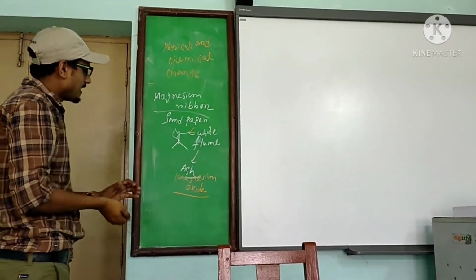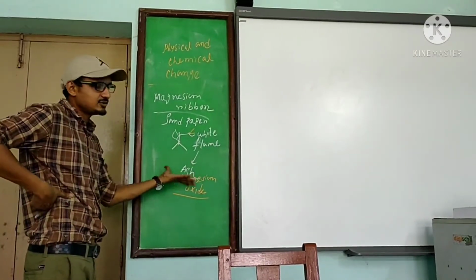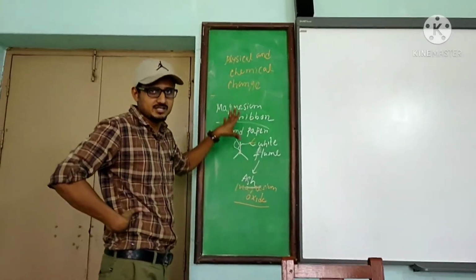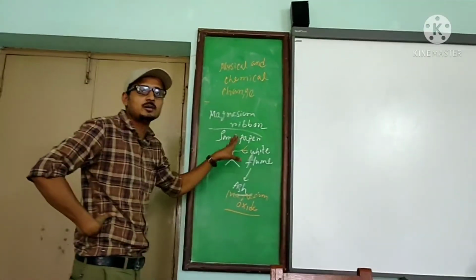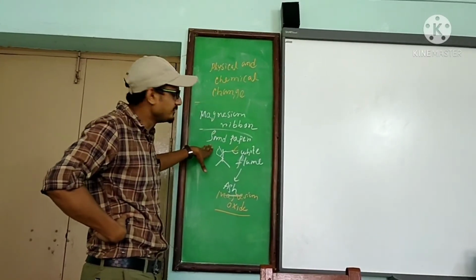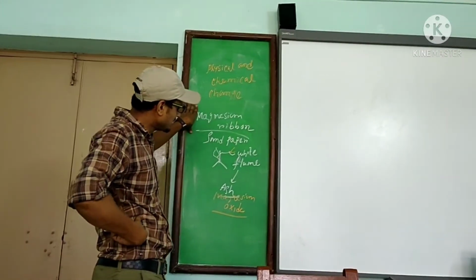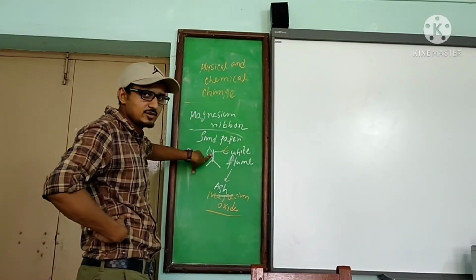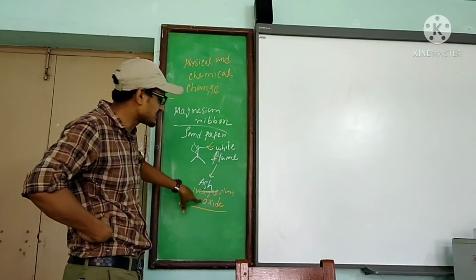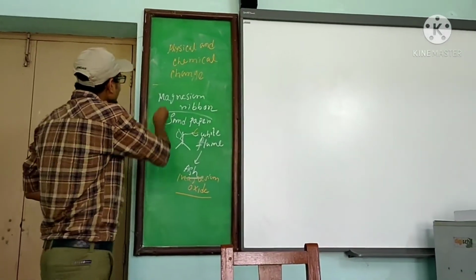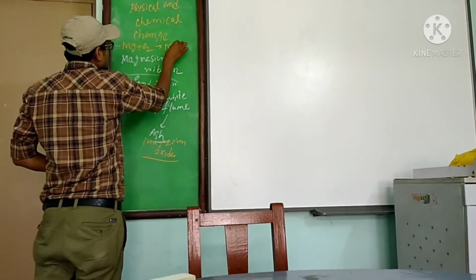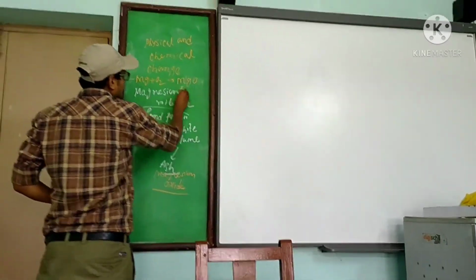So if you got the ash, after that you cannot reverse back the magnesium ribbon. So it is also a chemical change. Okay, so what is the total experiment? Magnesium ribbon, after rubbing with sandpaper, you keep in a burner, then you will get white flame, and after that you will get ash, and that ash is nothing but magnesium oxide. So one reaction is going on. Magnesium reacts with oxygen to form magnesium oxide. So this reaction is going on, and this is nothing but this ash.